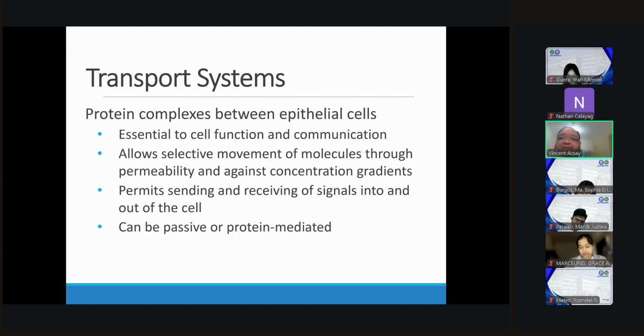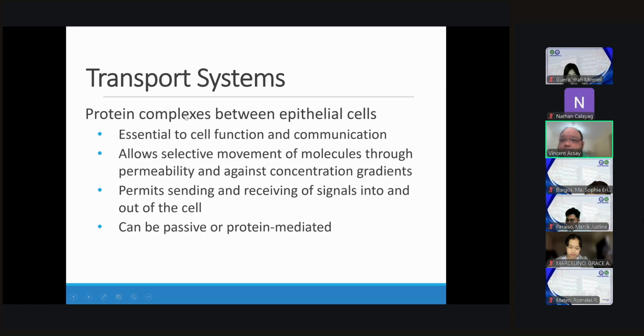But how about other things? How do we acquire bigger molecules like sugars, proteins, and amino acids, hormones that form signals? Or how do we transport the new products of the cell going out? These are where transport systems come into play.